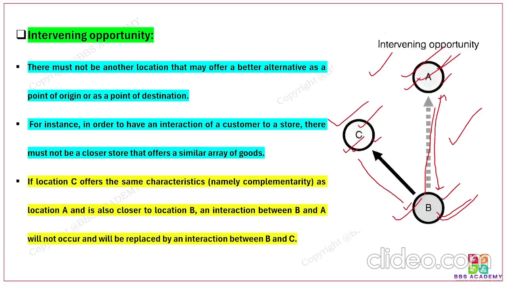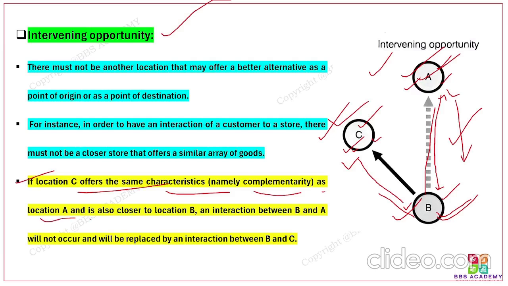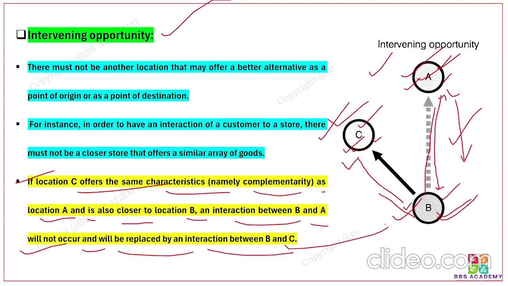So this is the intervening opportunity, location C, which increases the interaction with B and reduces the interaction between A and B. This is the concept of intervening opportunity. If location C offers the same characteristics, or nearly complementarity, as location A and is also closer to location B, the interaction between B and A will not occur and will be replaced by the interaction between B and C. This is the concept of intervening opportunities.